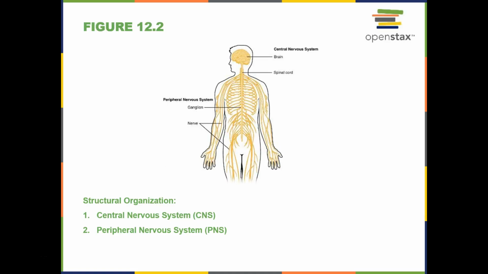Structurally, we can organize the nervous system as the central nervous system, which is your brain and your spinal cord, or your peripheral nervous system, which are the nerves and ganglia outside of the brain and spinal cord.